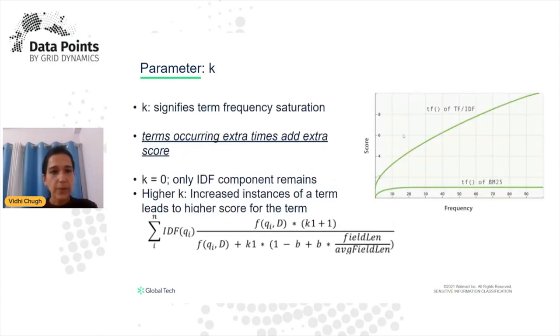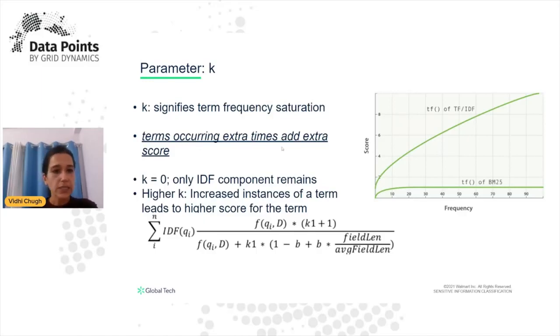Okay, so the last parameter that I'll discuss is K. In normal TF-IDF, we were talking about term frequency: the more times a term occurs, the more its impact and contribution towards arriving at a final relevancy score. This is the typical phenomenon that we observe: the terms that occur extra times must be adding extra to the score.